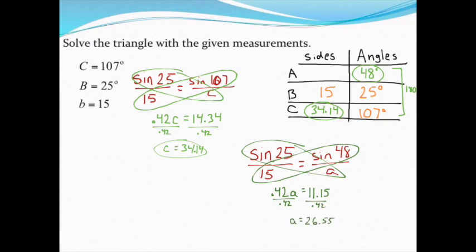26.55. So let's go ahead and add that to the table as well so I can see that I've completed the table. Right there, 26.55. So I've solved the triangle. I know all 3 sides. I know all 3 angles.